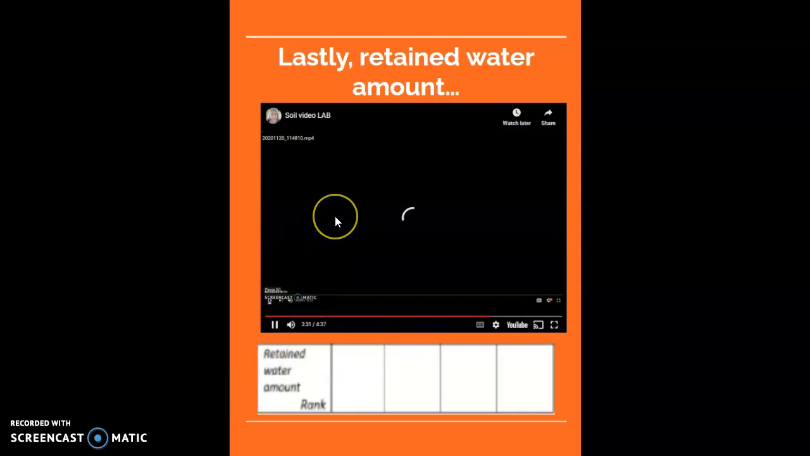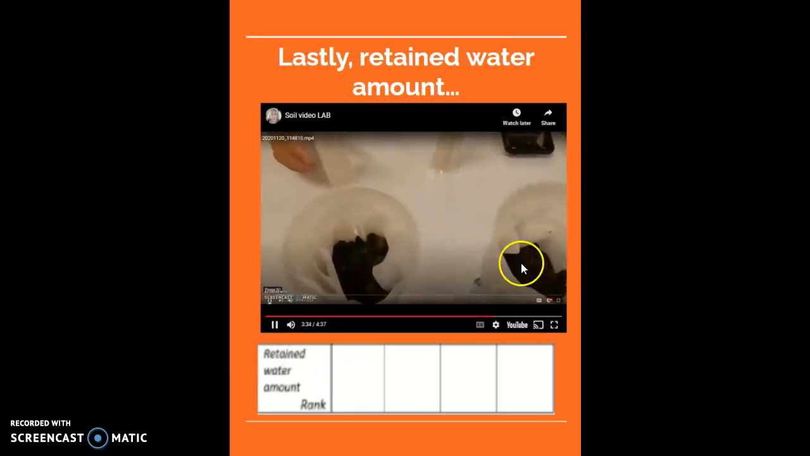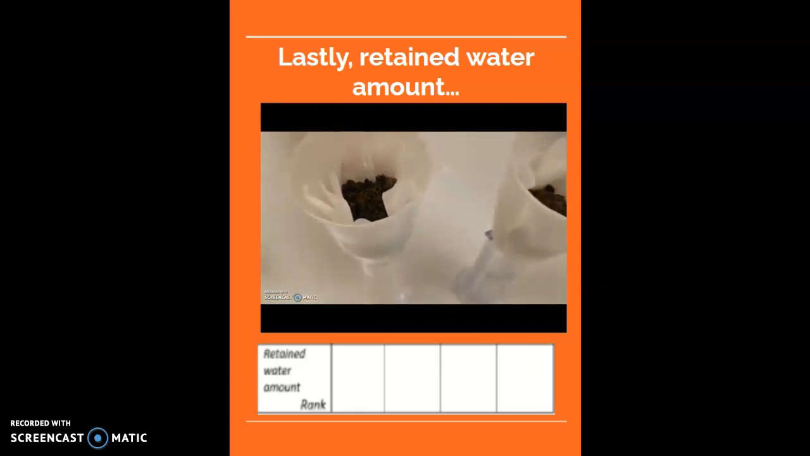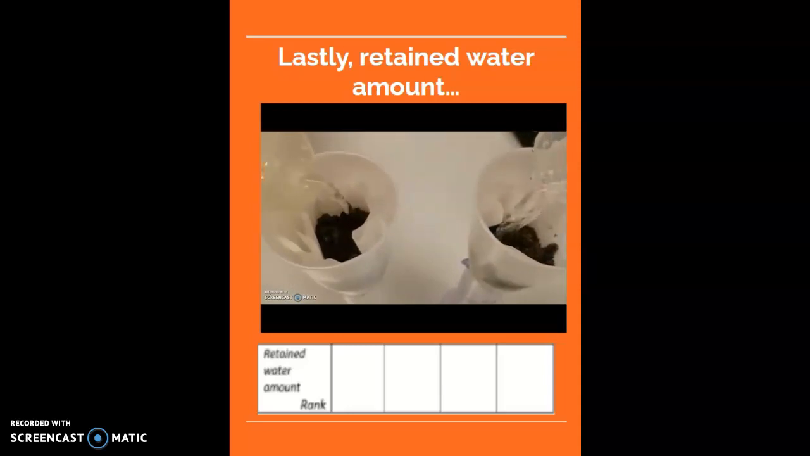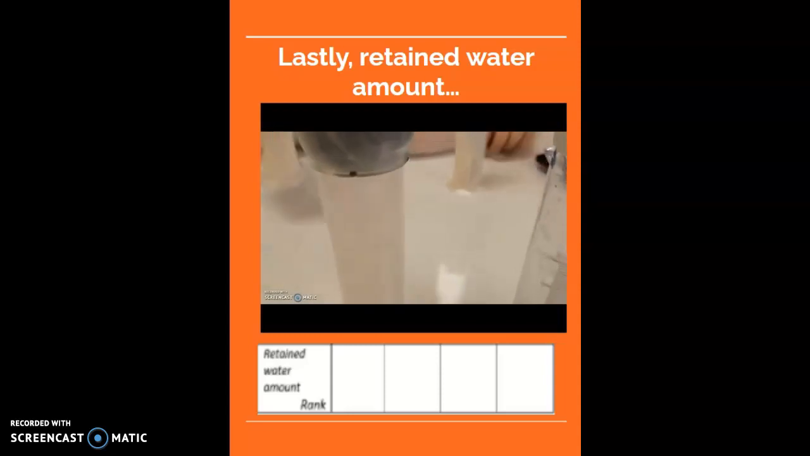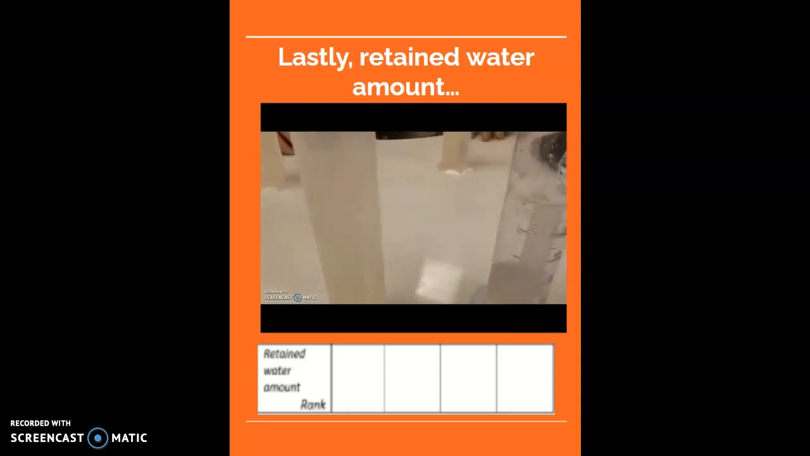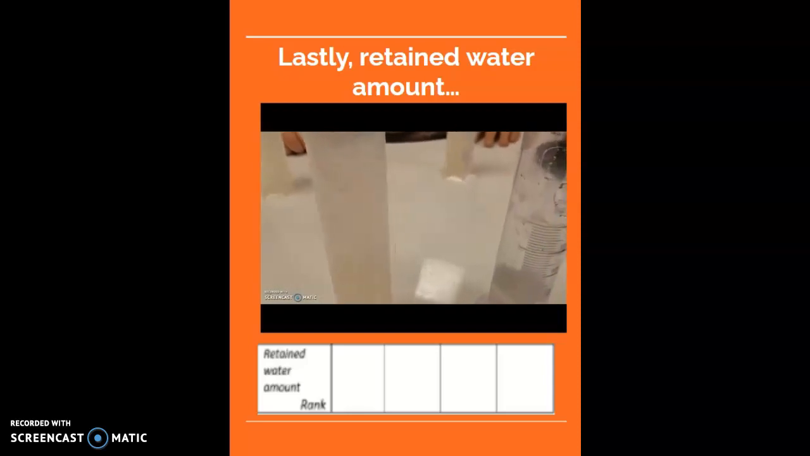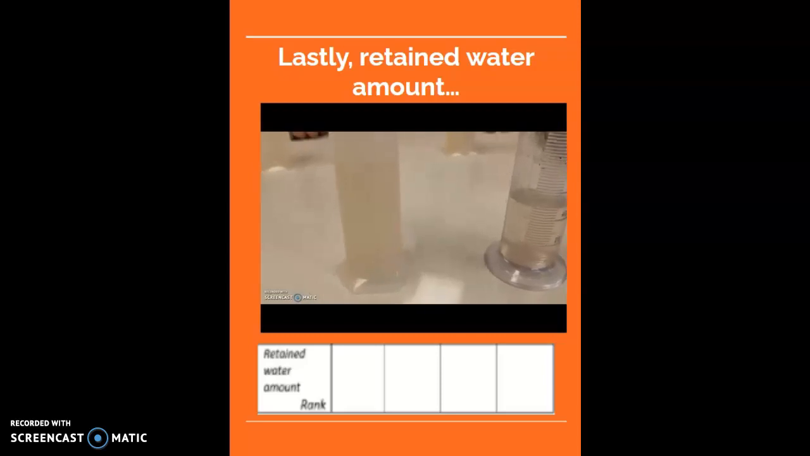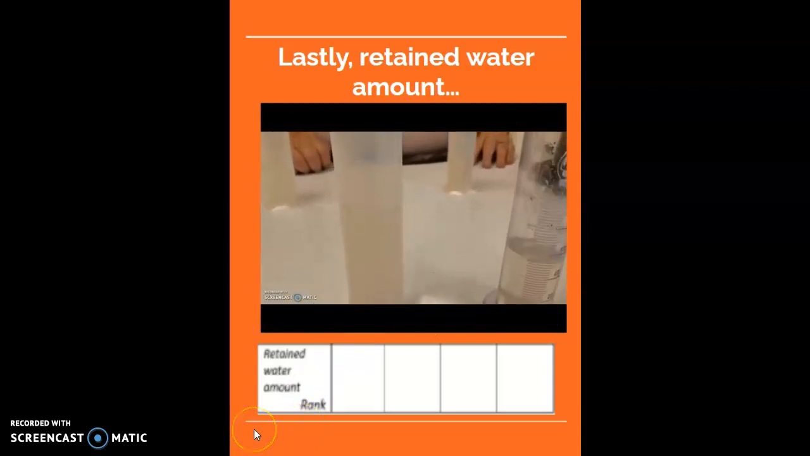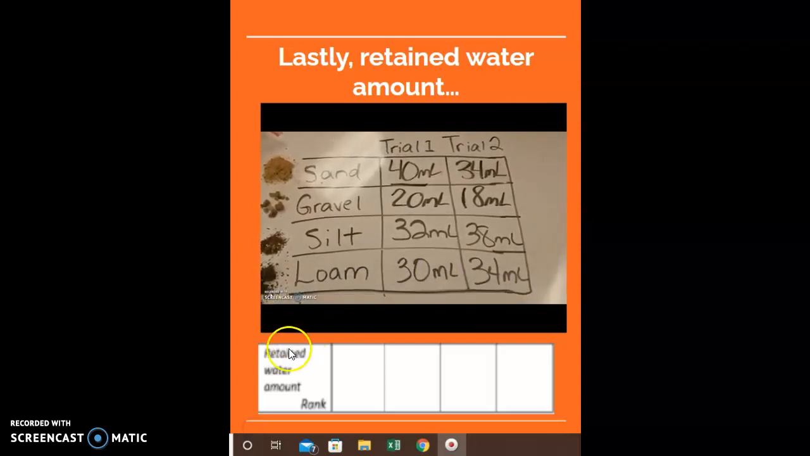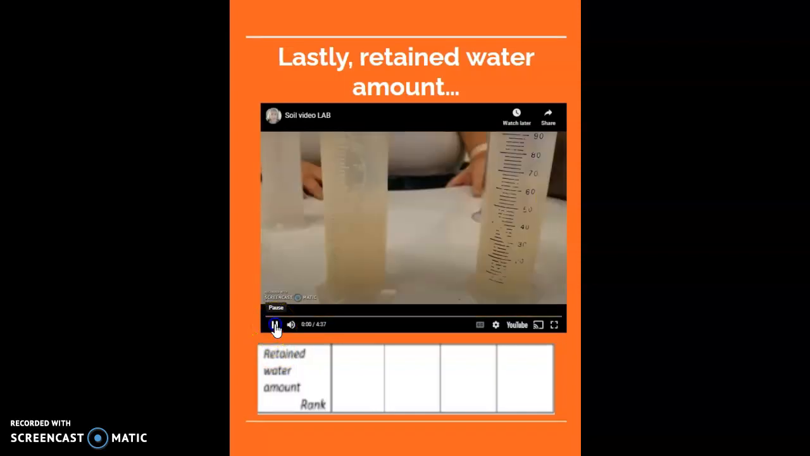And you can see we have the loam here in the cups. We're going to pour the 100 milliliters of water into each one. Let it filter through the loam and the filter, through the bottom of the cup and into the graduated cylinders. And we will measure the amount of water again and subtract both of these from 100. So you can see our final chart has the 30 milliliters for trial 1 and the 34 milliliters for trial 2.